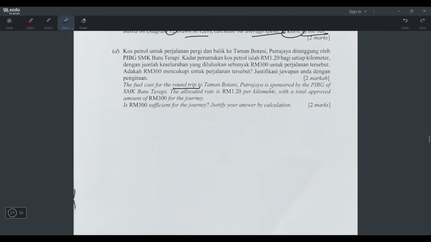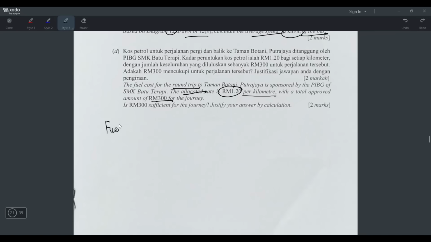So the fuel cost is sponsored by the PIBG of SMK Batu Terapi. The allocated rate is 1 ringgit 20 per kilometer with a total approved amount of 300 for the journey. So this is what the school allows you to spend. And then it says, is 300 sufficient for the journey? Justify your answer by calculation. So I think the 300 we have to ignore first. We have to ignore it and calculate our own expenses first.